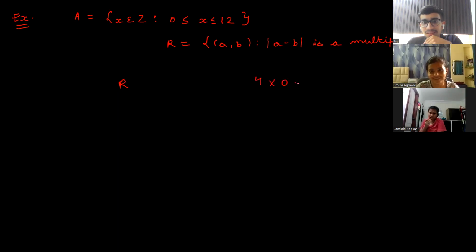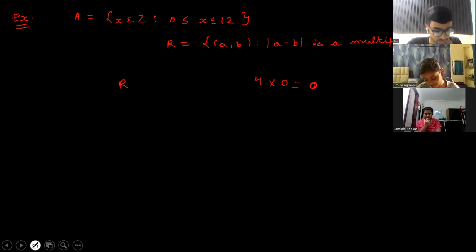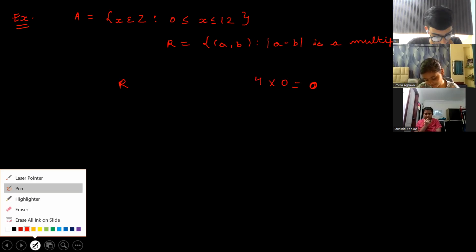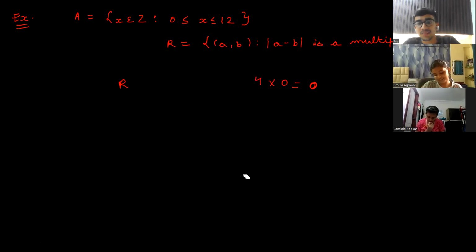4 times 0. अरे 0 का टेबल नहीं सीखा है तुम लोगों ने? 0 1s are 0, 0 2s are 0. 4 zeros is also 0. 0 is a multiple of every number. Oh, okay. So will it be reflexive or not? It will be.